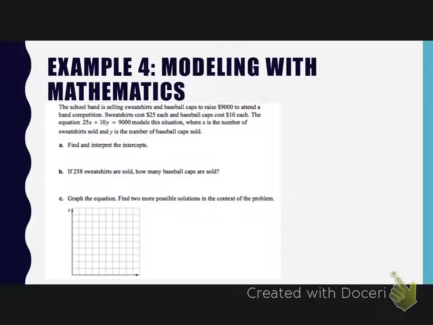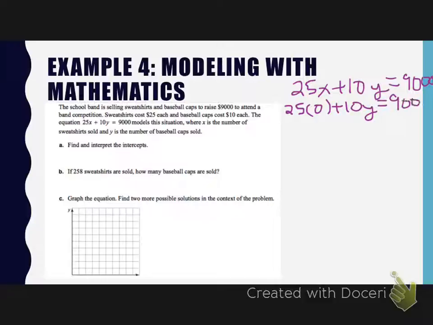So let's find those intercepts. We've got 25x plus 10y equals 9,000. Okay, so first I'll set x equal to 0. 25 times 0 plus 10y equals 9,000. And then that's 0, so we're going to divide by 10. And y equals 900. So that would be the point (0, 900), because remember, x was 0 in this situation.